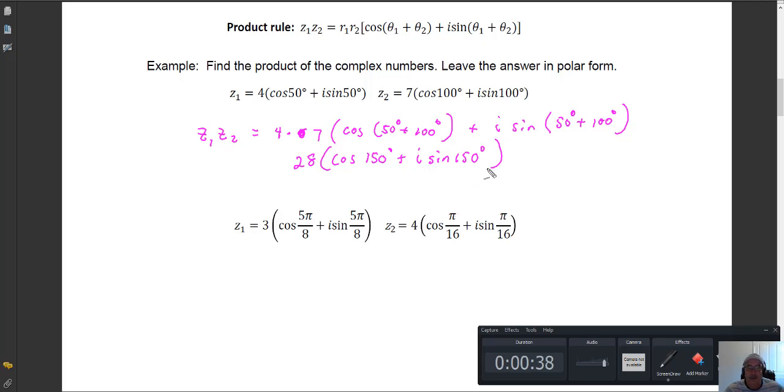Now I tell you what, on this one, let's go ahead and change this into the standard or rectangular form. We can do that as well. So we're going to take the cosine of 150 here, and let's take its unit circle value. Hopefully everyone remembers that is going to be negative square root of 3 over 2. The sine of 150 is going to be 1/2 i. So we can easily multiply the 28, distribute it through both of these if we want to write this in the standard rectangular form. So we would get negative 14 times the square root of 3 plus 14i.